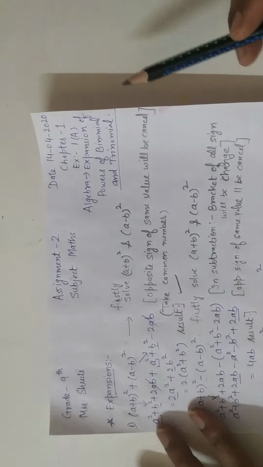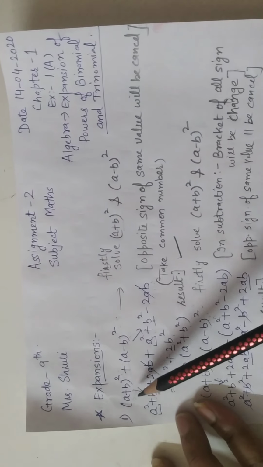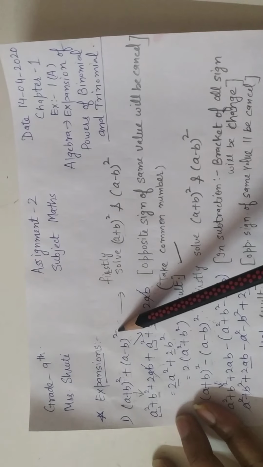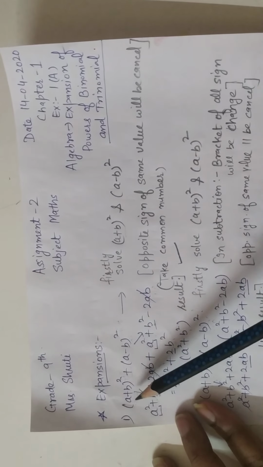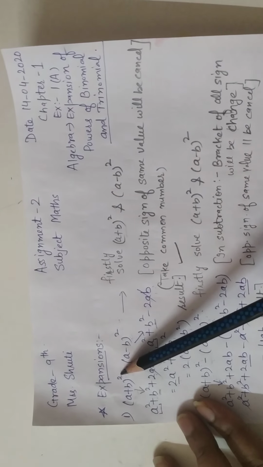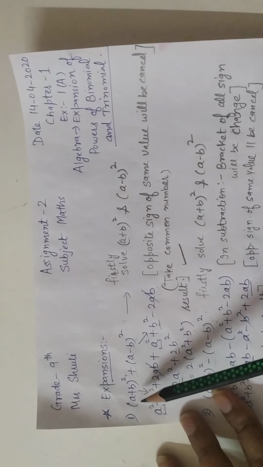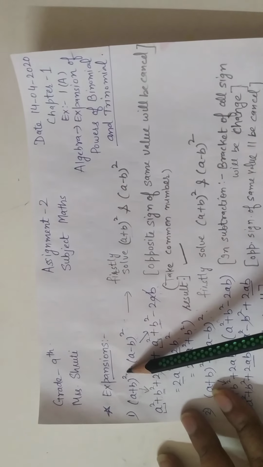Assignment 2. Today we will do some expansions. Your first expansion is (a + b)² + (a − b)². So first of all you have to solve (a + b)², which we have already discussed yesterday. What is the formula of (a + b)²?